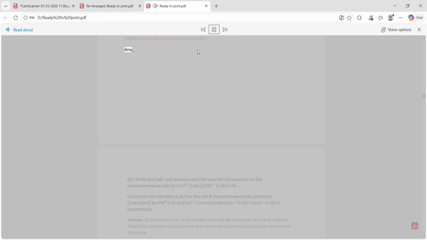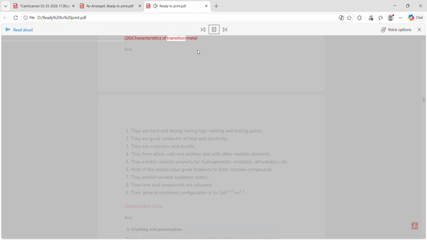26. Characteristics of transition metals. Answer. 26. Extraction of Cu. Answer. Purification: the impure Cu is purified by the electro-refining process. In this process, the impure Cu is made the anode, and a thin sheet of pure Cu is made the cathode, containing acidified copper sulfate as electrolyte. On passing electricity, impure Cu dissolves and pure Cu is deposited at the cathode.